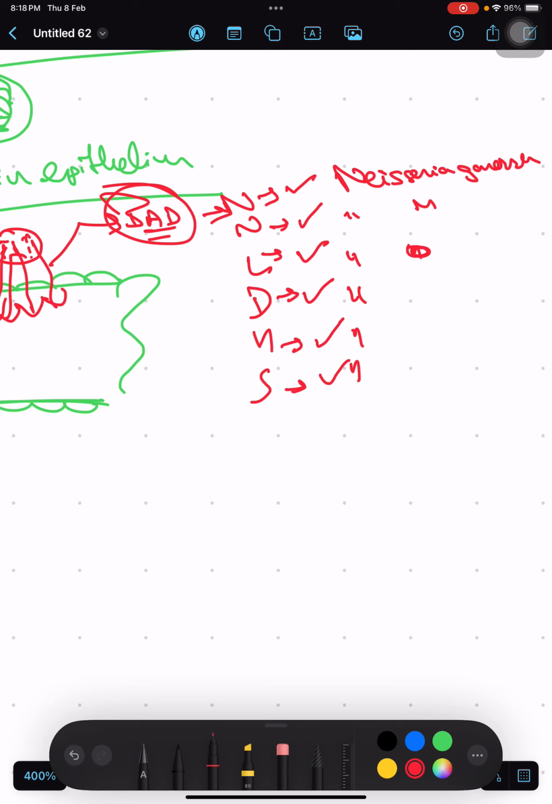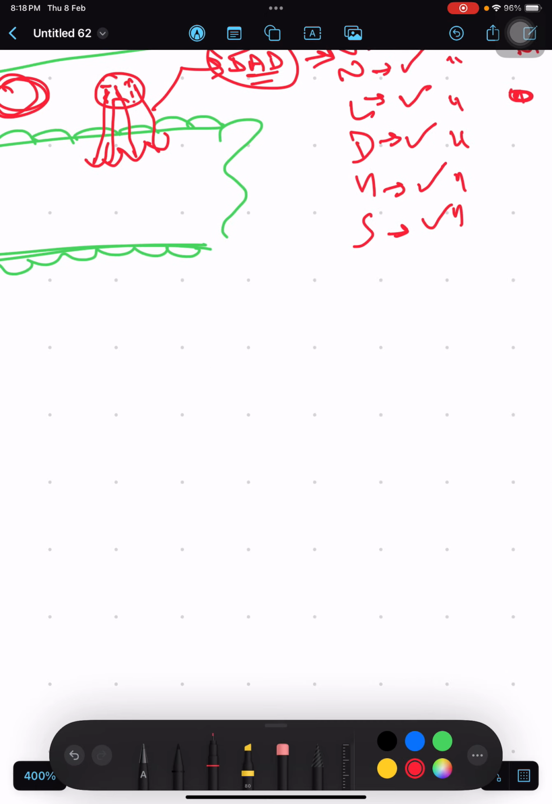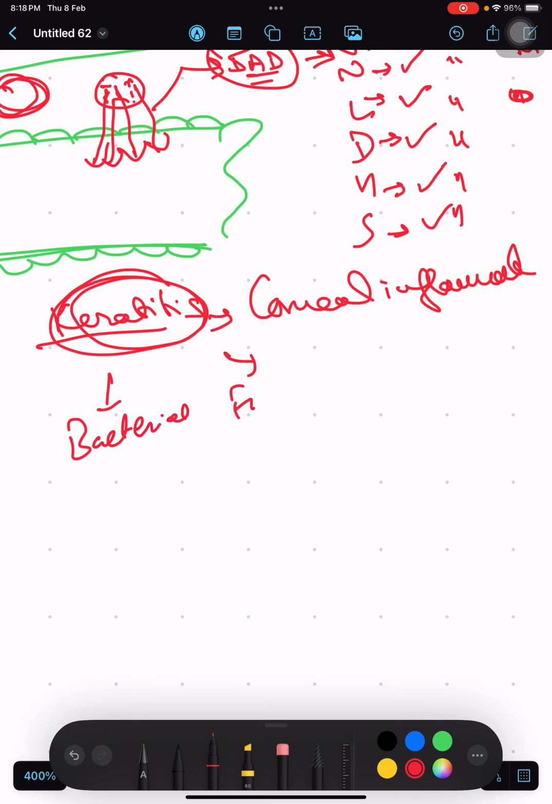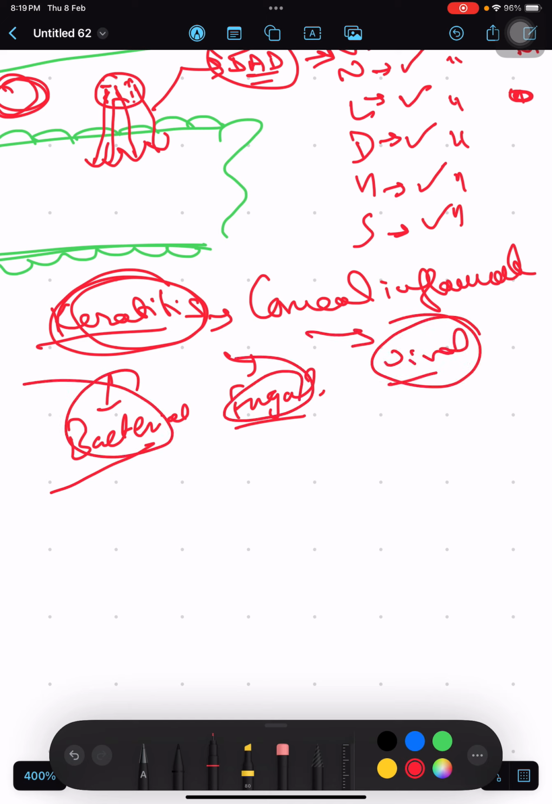Now let's talk about keratitis. Keratitis is actually a term for corneal inflammation. So corneal inflammation is termed as keratitis. There might be a bacterial keratitis, there might be a fungal keratitis, there might be a viral keratitis. So these are the major classifications of keratitis.